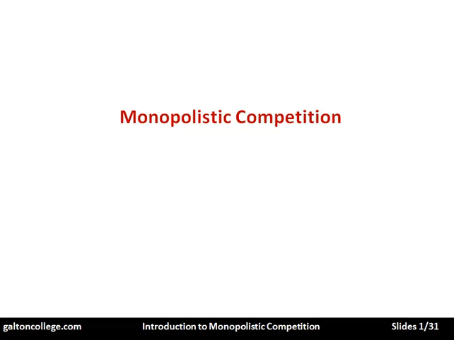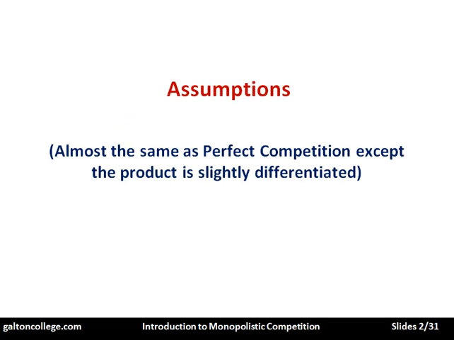So, assuming you're still here, and you have not left to study those other models, and you are perfectly happy to continue, then let's move on and talk about monopolistic competition. Well, for a start, it's almost the same as perfect competition, except the product is slightly differentiated. So it really is very similar to perfect competition. The only compromise it makes, in a sense, with the real world is that it allows for slightly differentiated products.